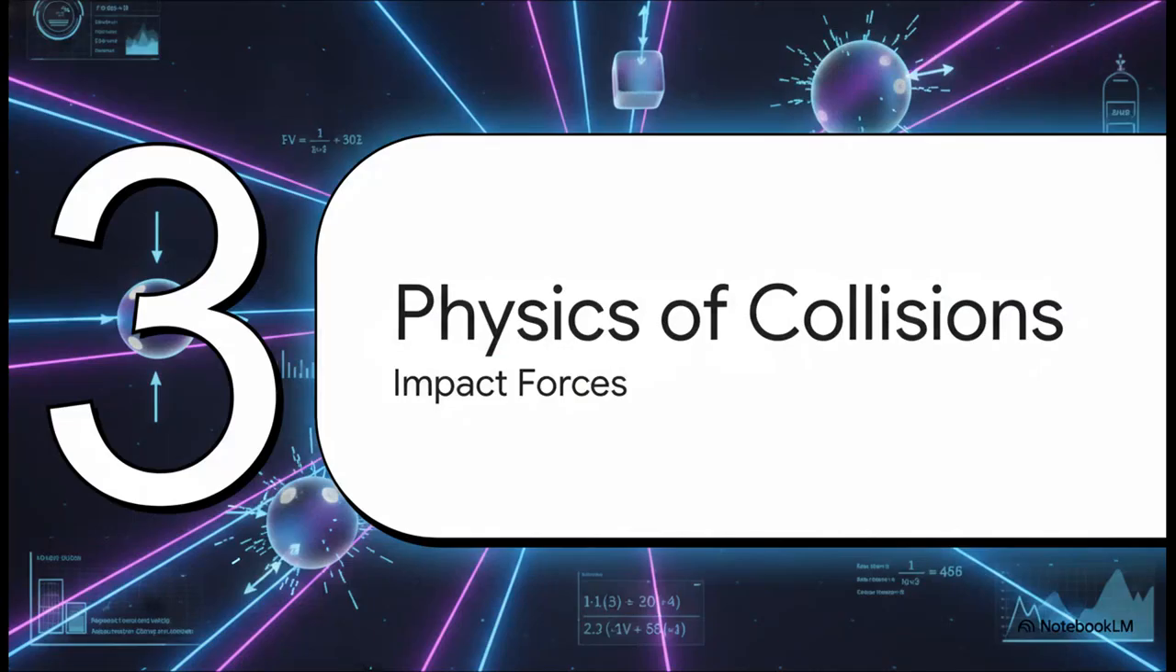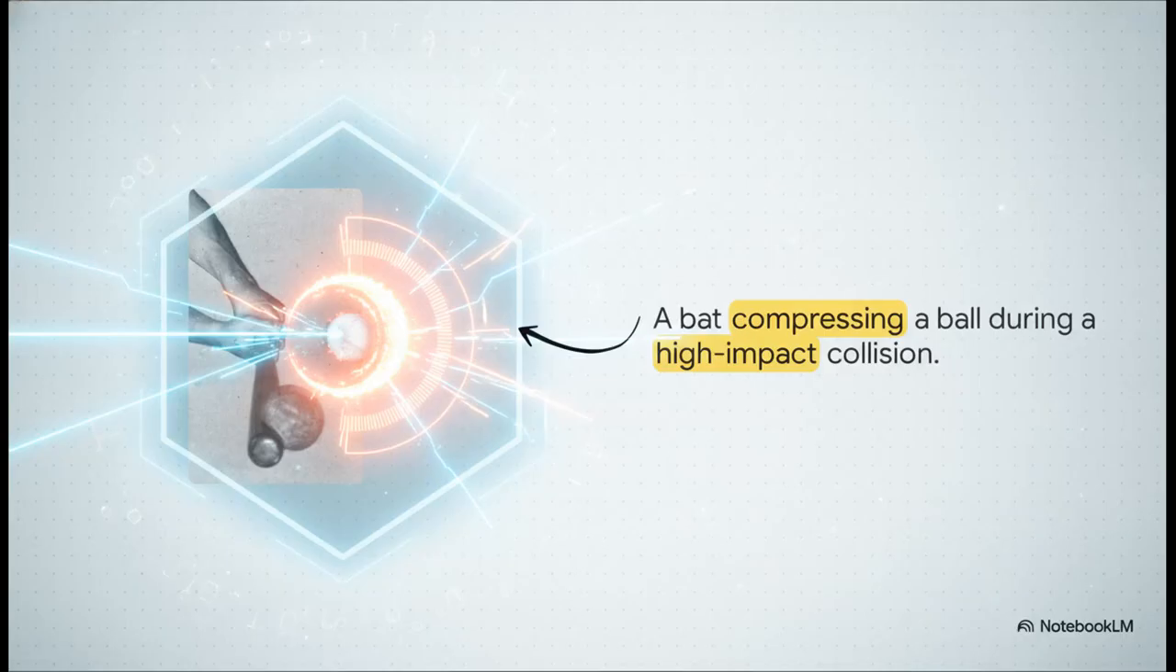Section 3. The physics of collisions. So, what actually happens when our carefully tracked systems smash into each other? When you look at high-speed footage of a baseball bat violently compressing a ball, it completely reframes what a collision is. In physics, a collision isn't just an accident. It is a very specific event where a massive, incredibly brief external force suddenly alters our target's momentum.